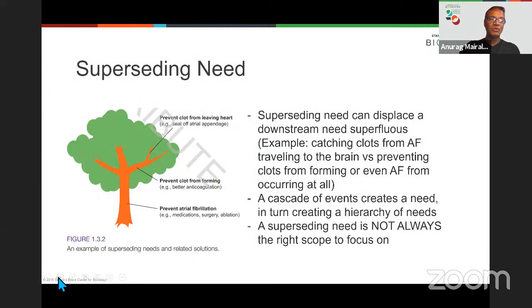Superseding need. You remember I told you about the branch versus trunk need statement. Here's a good example. Prevent atrial fibrillation is a trunk need statement. If you can do that, you've got billions of dollars in revenue, right? But a branch statement is prevent clot from forming, and then a twig need statement is prevent clot from leaving the heart. There could be another one, prevent clot from reaching the neurovasculature or whatever, so that you can keep zooming in, basically.